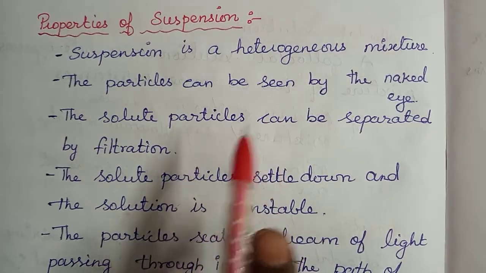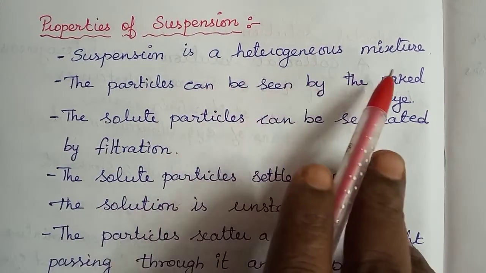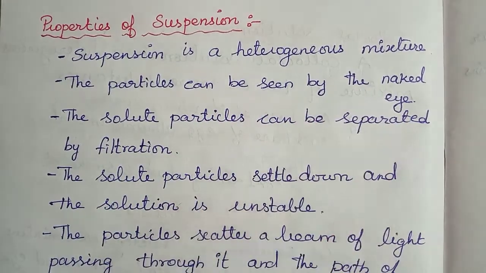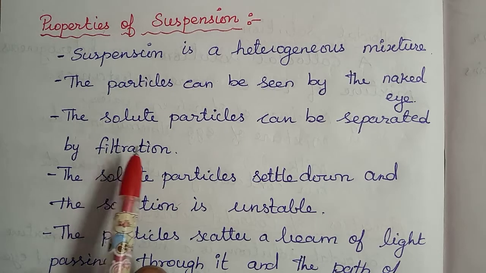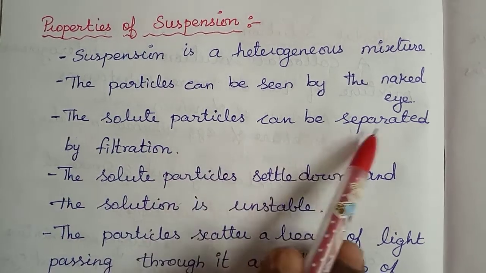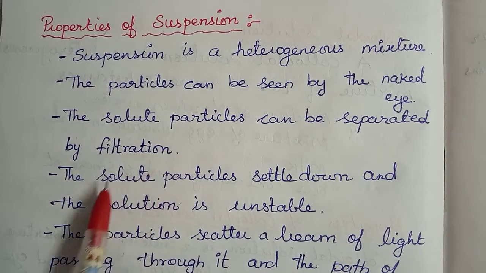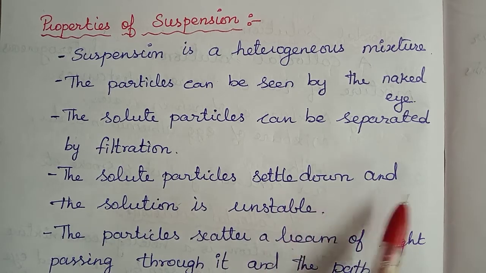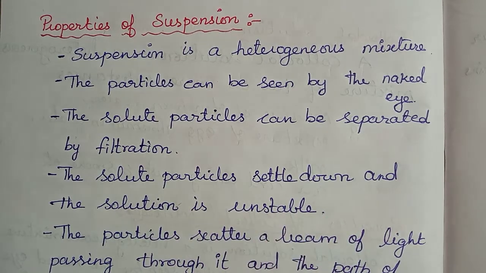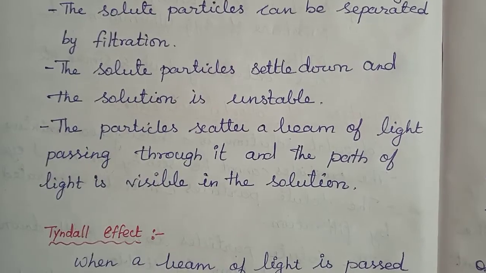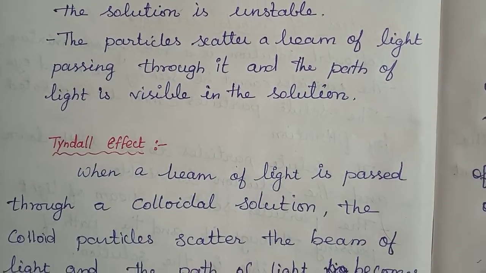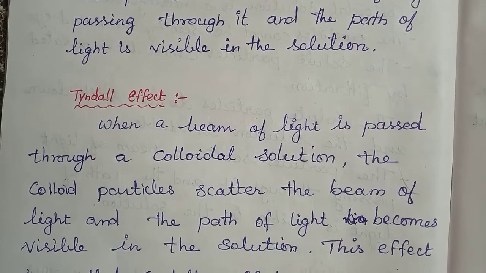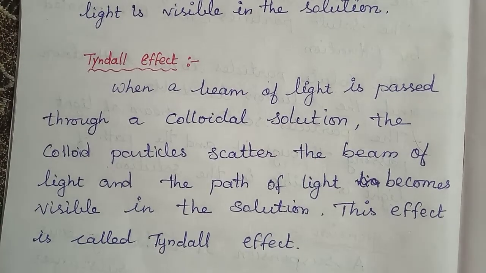Properties of suspension. Suspension is a heterogeneous mixture. The particles can be seen by the naked eye. The solute particles can be separated by filtration. The solute particles settle down and the solution is unstable. The particles scatter a beam of light passing through it and the path of light is visible in the solution.